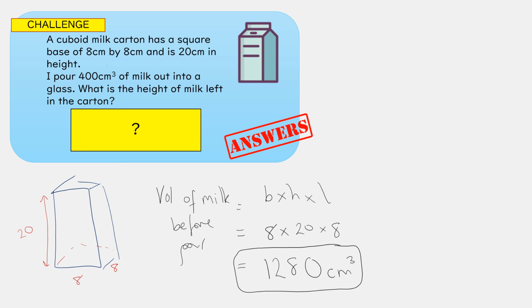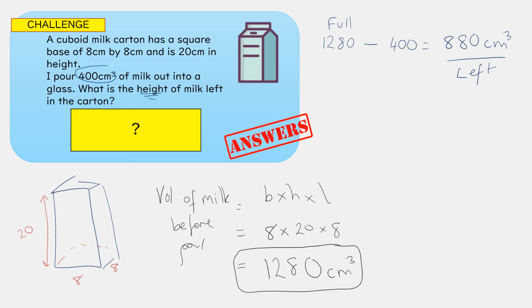But if we look at the question, she pours out 400 centimetres cubed. So when the carton's full, it's 1,280, but she pours out 400, so I've got to take away 400 from that full carton. That leaves me with 880 centimetres cubed left in the carton. And I need to find out the height. How am I going to do that?